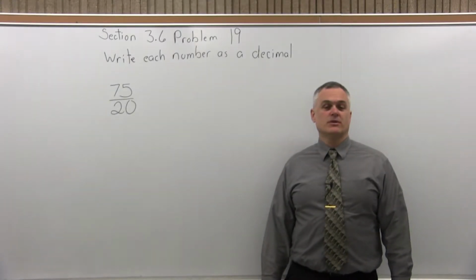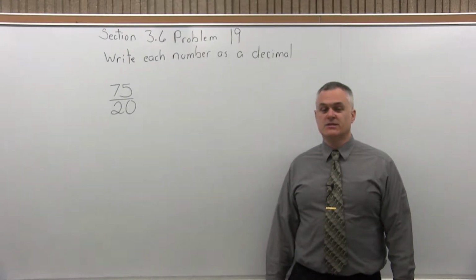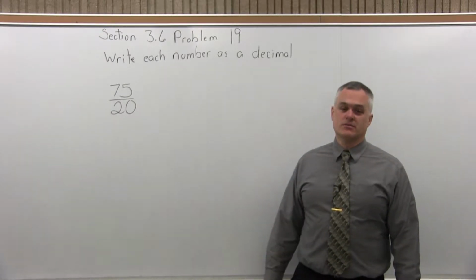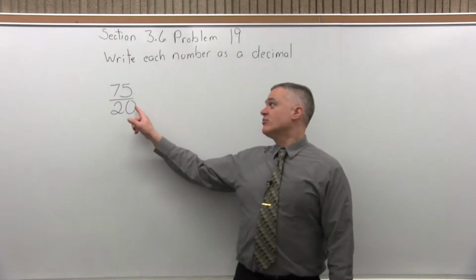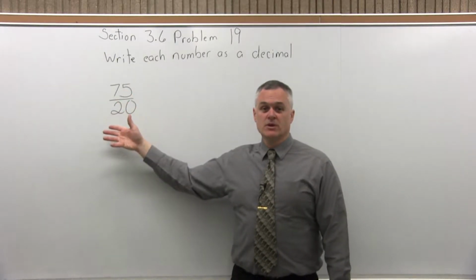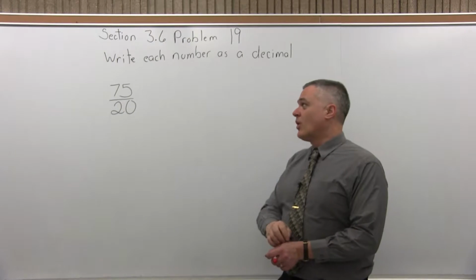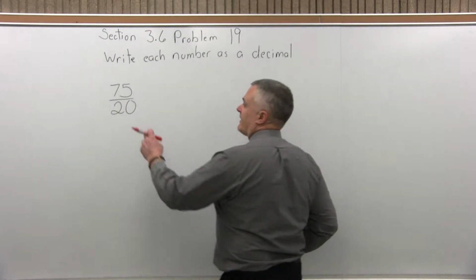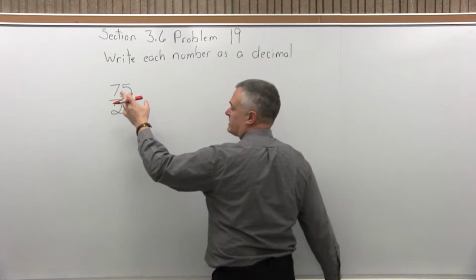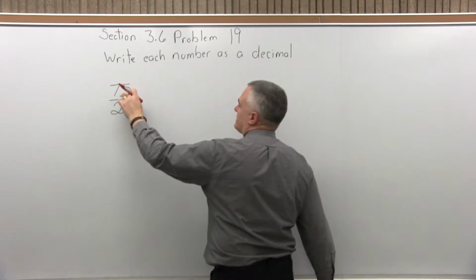This is Section 3.6, Problem 19. It says write the number as a decimal, and we have 75 over 20. Now notice this is an improper fraction, which means the top is bigger than the bottom. So it's going to be bigger than 1. In fact, if I had 80 over 20, it would reduce to 4. So I'm guessing 3 point something. So write it as a decimal.